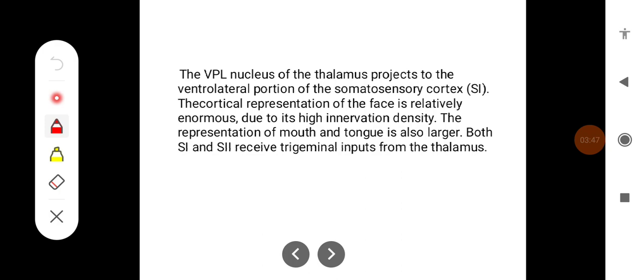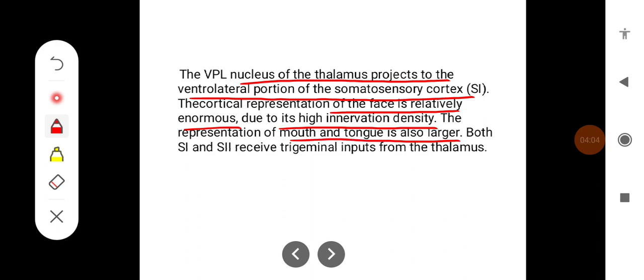The VPL nucleus of the thalamus projects to the ventrolateral portion of the somatosensory cortex. The cortical representation of the face is relatively enormous due to its high innervation density. The representation of mouth and tongue is also larger. Both somatosensory 1 and somatosensory 2 receive trigeminal inputs from the thalamus.